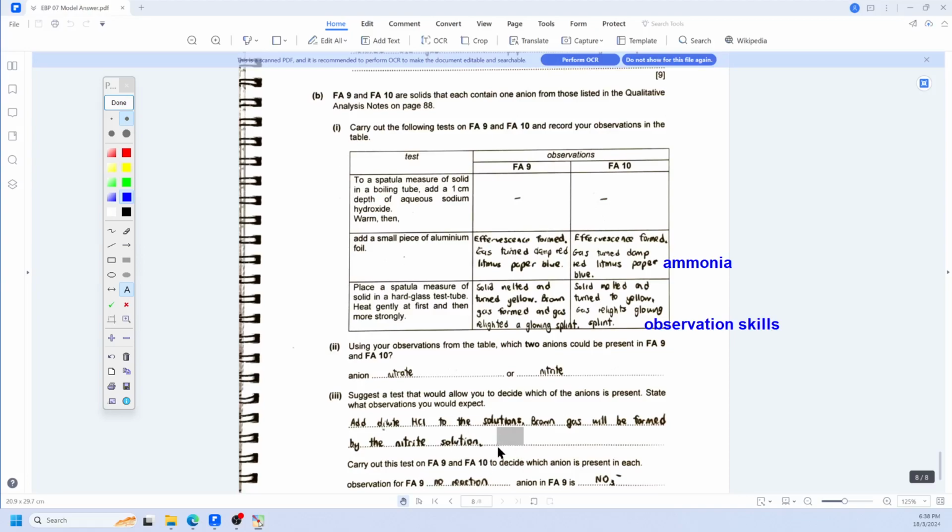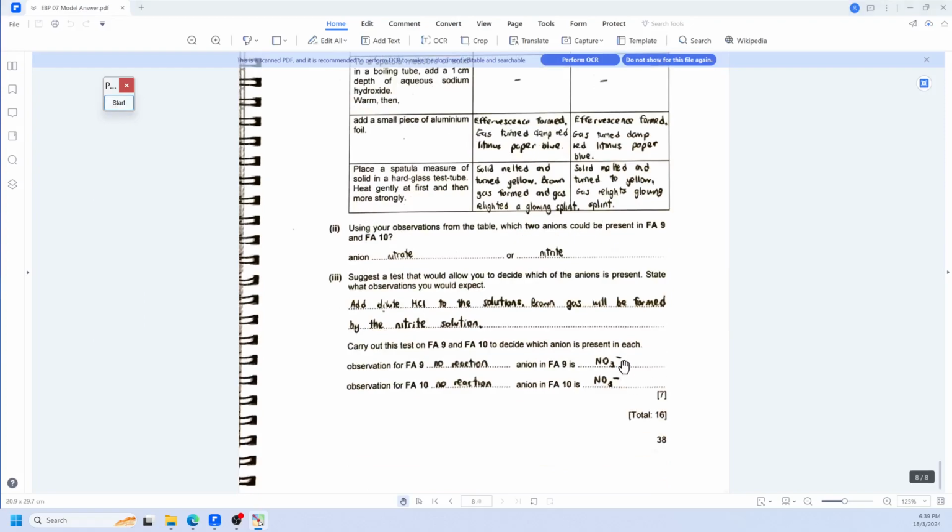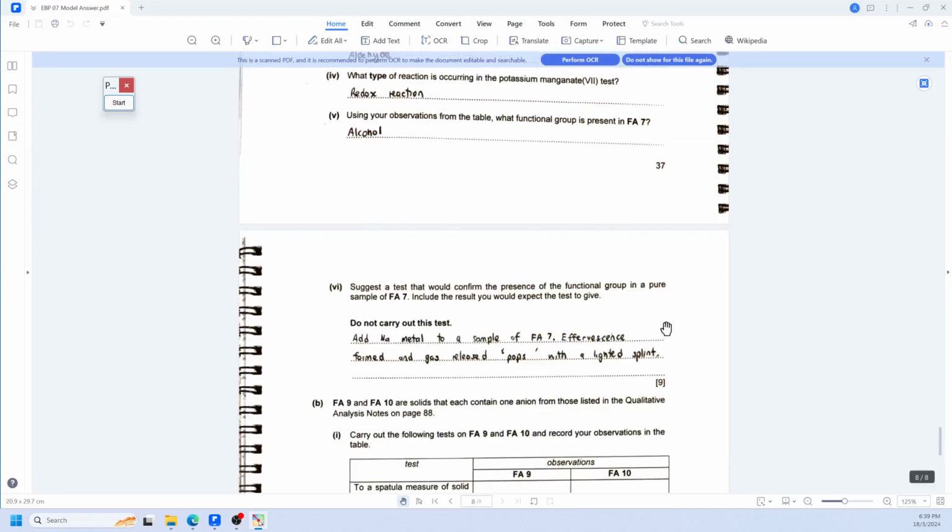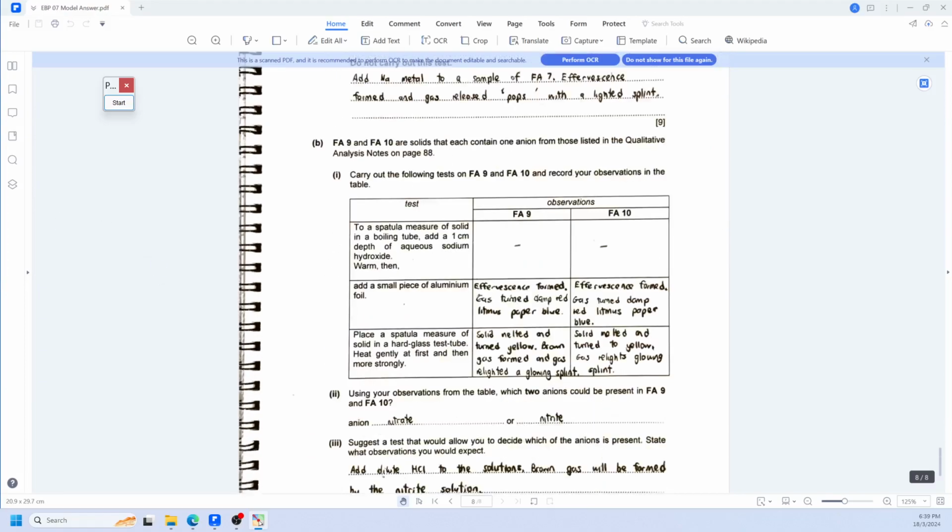So the more modern answer is to add acidified potassium manganate(VII). From there, you decide: the one that doesn't decolorize will be nitrate, and the one that decolorizes will be nitrite. If both don't decolorize, then both are nitrate. Like that. With that being said, thank you.